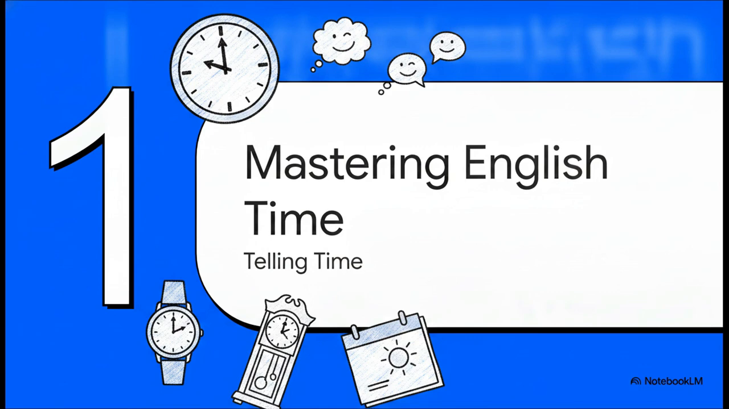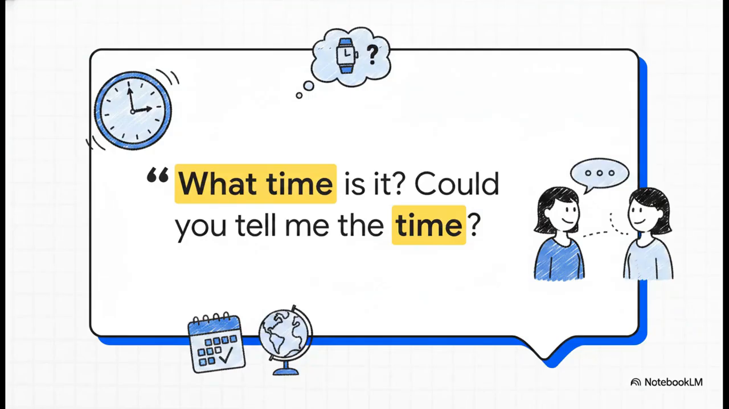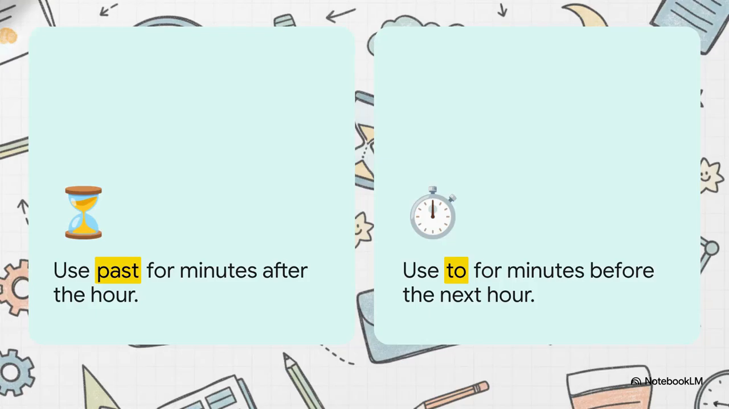Let's do this. Now, before you can actually tell the time, you've got to know how to ask for it, right? It's pretty straightforward. "What time is it?" is your classic, casual, everyday go-to. But let's say you're talking to a total stranger, or maybe you're in a more formal setting, like a job interview. In that case, you'd probably want to ask, "Could you tell me the time?" Honestly, just memorizing these two simple little phrases will give you the confidence to strike up a conversation with absolutely anyone, anywhere.